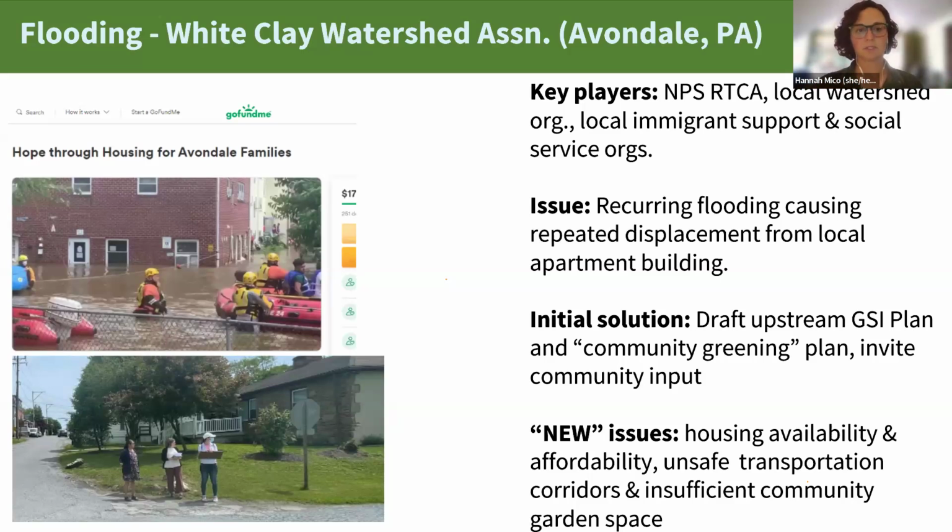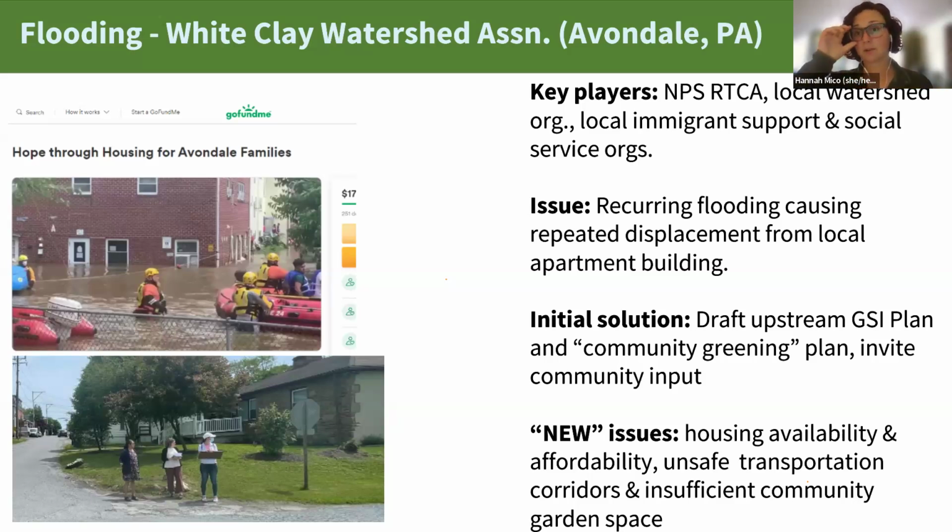And what they were experiencing, as you can see in these photos, there was an apartment building in a neighborhood that was consistently flooding and people were being displaced frequently. And those people were having to find short-term housing, often outside of the community because there weren't a lot of options for them to stay in Avondale and still have housing. So they were often having to leave the community entirely and then come back to this building that would flood again. And there was just this constant cycle of displacement and displacement and displacement.